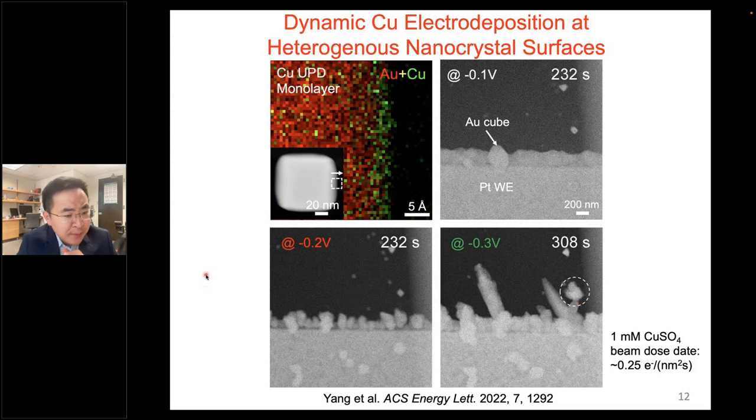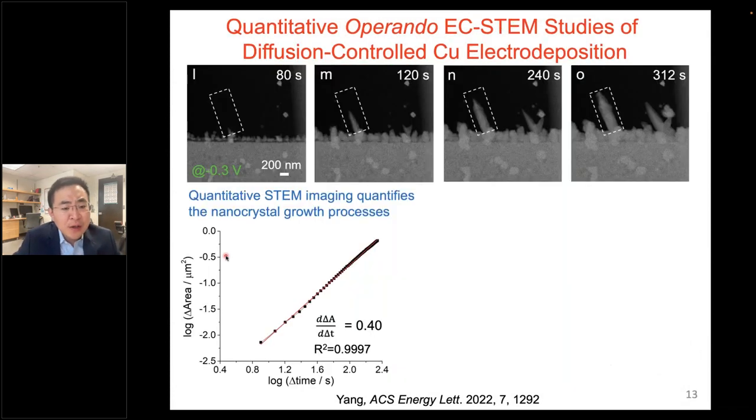Showing the morphological step is only the beginning, and what we actually can begin to better understand is when we begin to involve more quantitative analysis. So by doing image segmentation and quantifying, in this case, the increase of the nanocrystal area, we actually can quantify the growth process and show it's a well-defined diffusion controlled process.